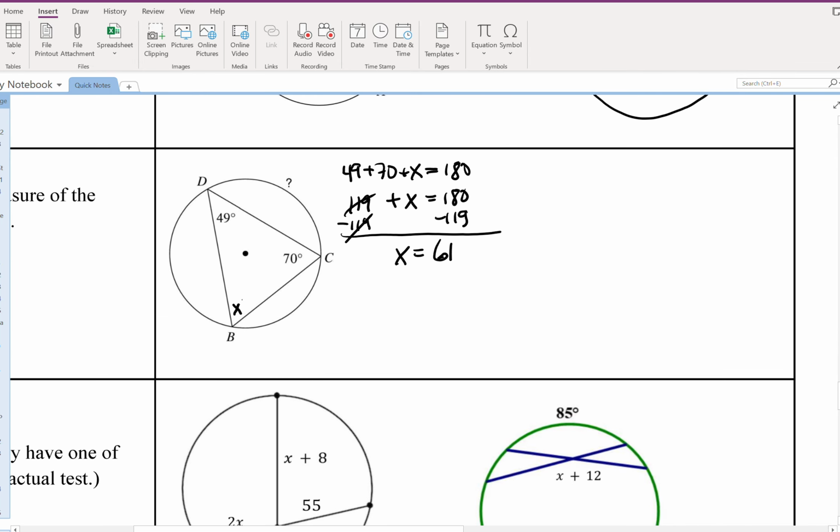And again, the relationship between this and the arc that's made by this inscribed angle is 2 to 1. So if this is 61, then this one over here has to be 122 degrees, or 61 times 2.